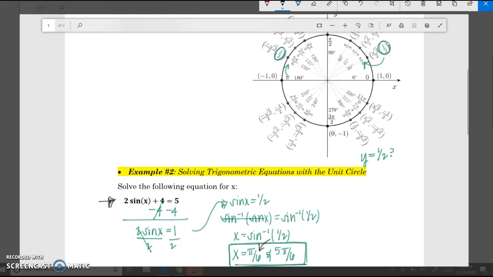So what I would try doing at this point is just pick one of your solutions, like let's say pi over 6, and plug it back in to this expression right here, so that you have 2 times the sine of pi over 6 plus 4. If you plug that whole thing into your calculator, making sure that you're in radians mode, you should end up with a result of 5. And so that will tell you that you have in fact solved for the correct answer.